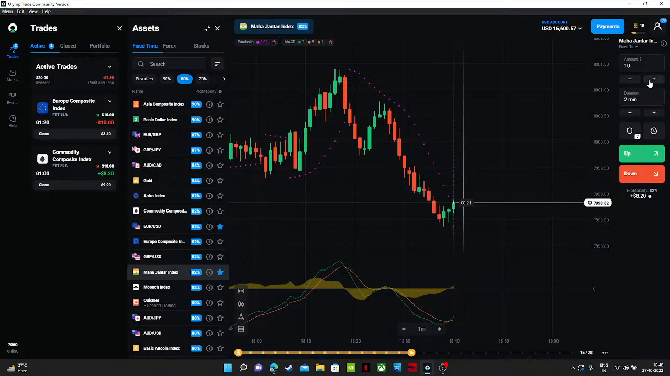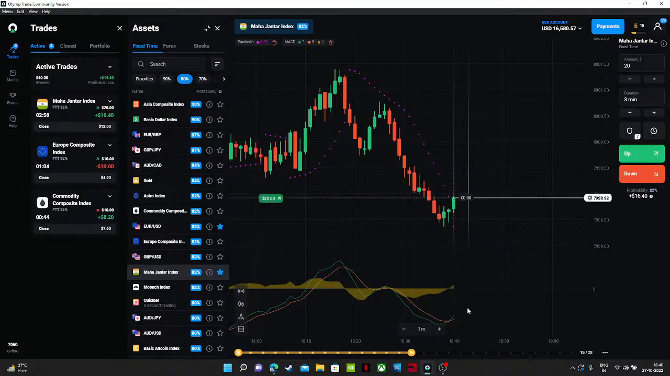Again, I will make it for, okay, let us make it for 20, in order to recover this trade here, we are losing this one. Trade time will be 3 minutes. Upward direction. The MACD yellow cloud is also indicating above the zero line. The green MACD line is also above the red line here.